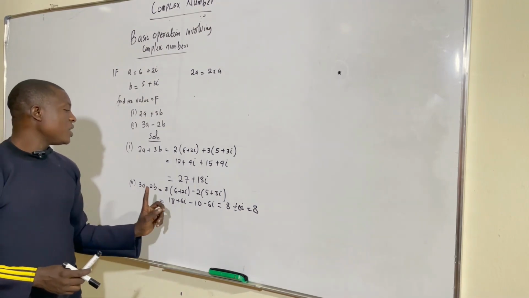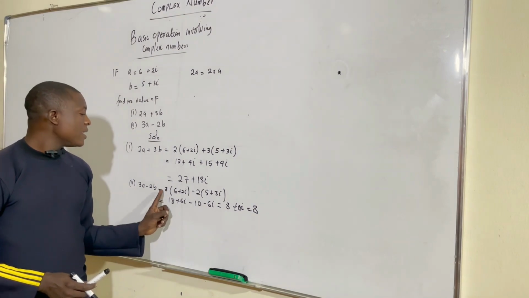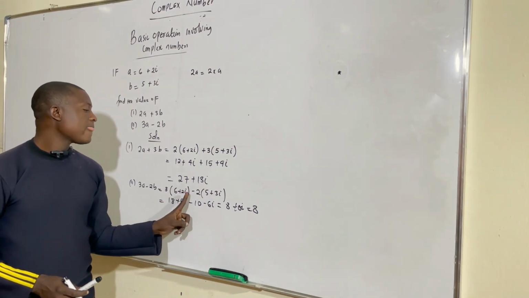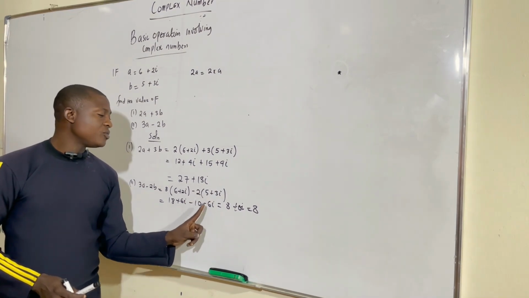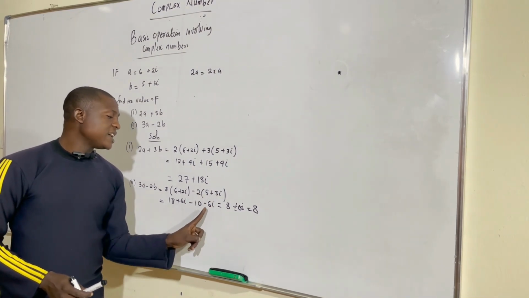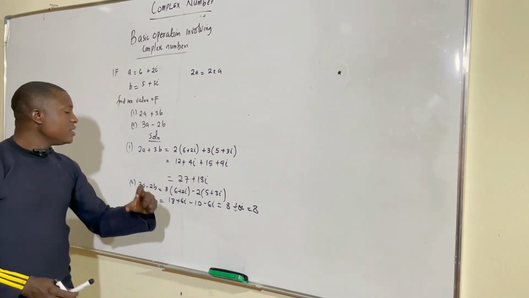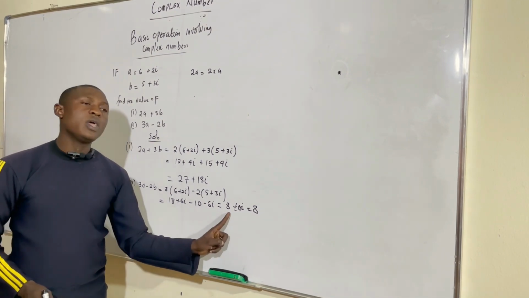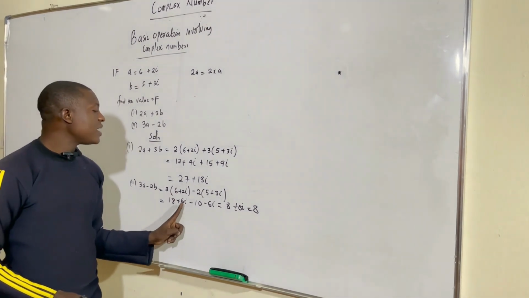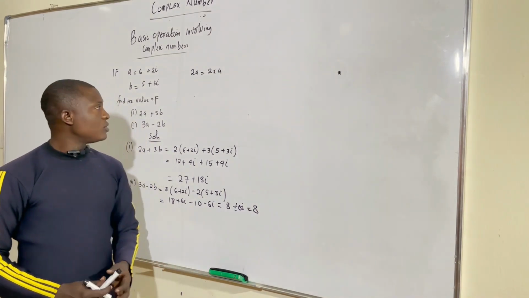That is, when we have 3 times 6, we have 18. 3 times 2i, we have 6i. Minus 2 times 5, we have minus 10. Minus times plus, we have minus 2 times 3i, we have 6i. Then I match them together. Real numbers for the real numbers, imaginary numbers for imaginary numbers. So 18 minus 10, we have 8. Then 6i minus 6i, we have 0i. And this is nothing but 8.